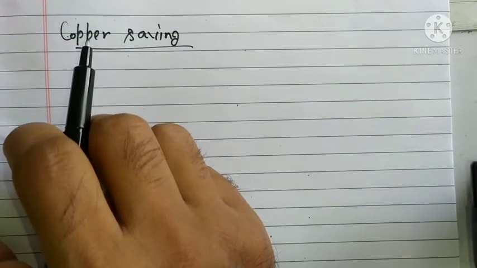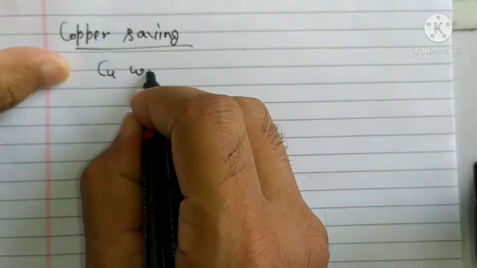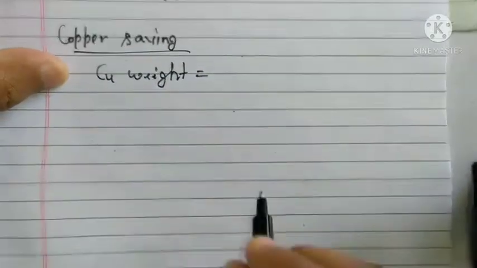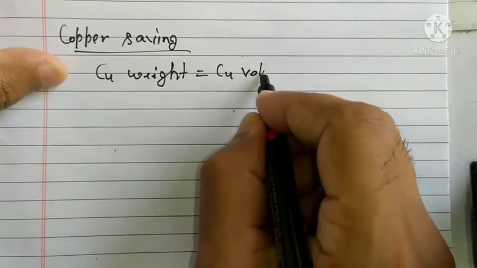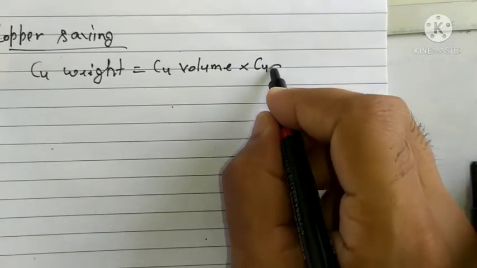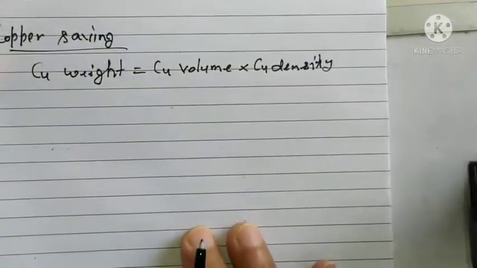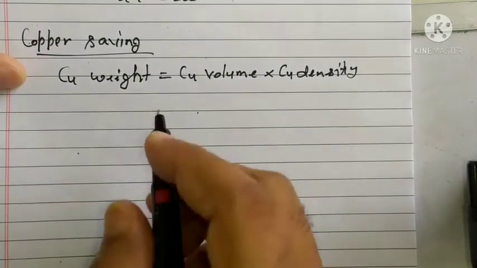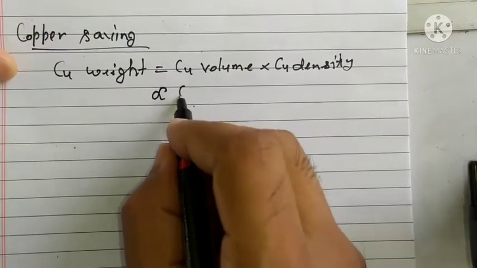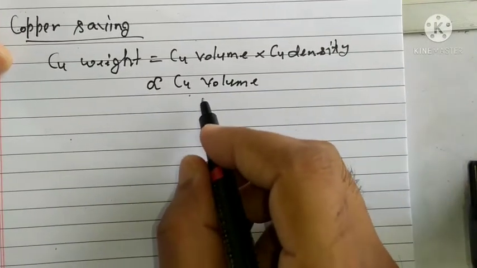So copper weight I can write as copper volume into copper density. Copper density used will be constant. Therefore I can write copper weight is directly proportional to copper volume. This is constant, right? Now what is copper volume?